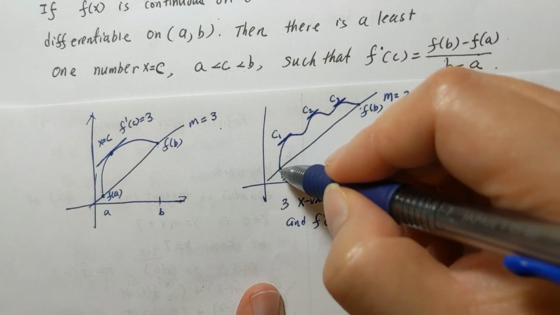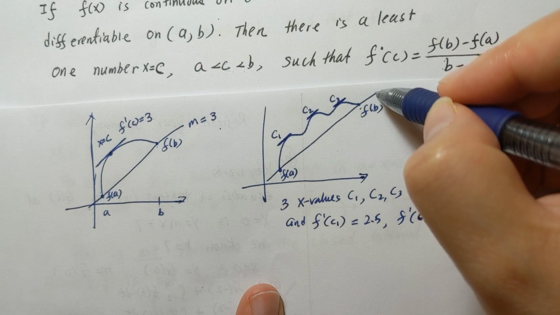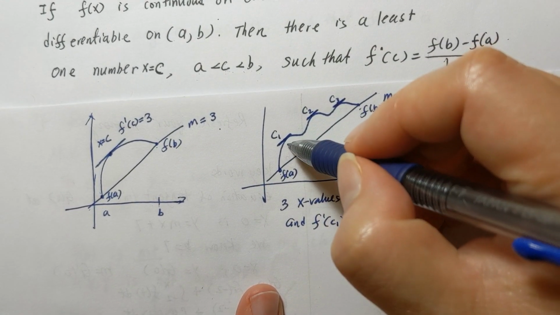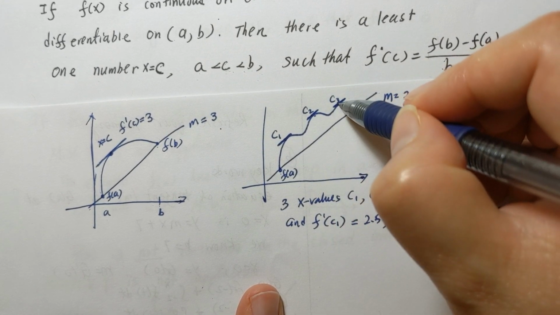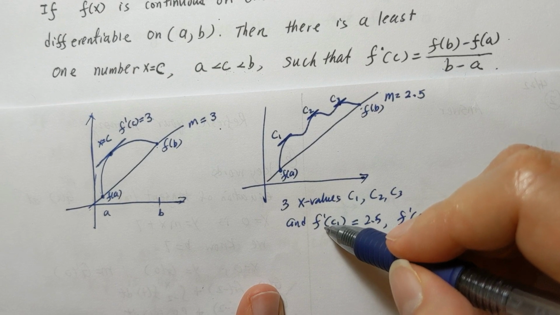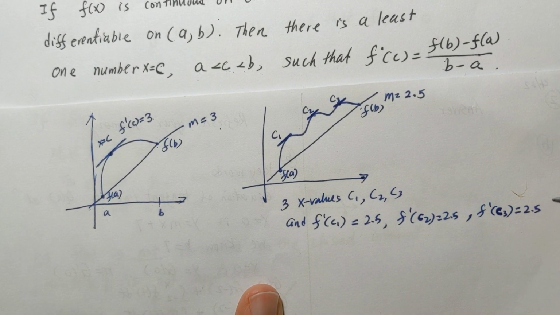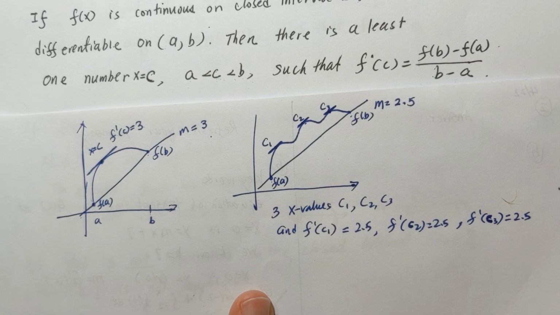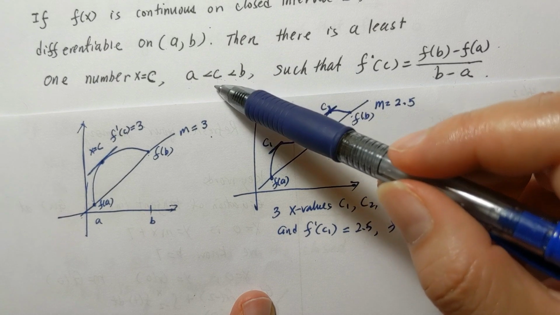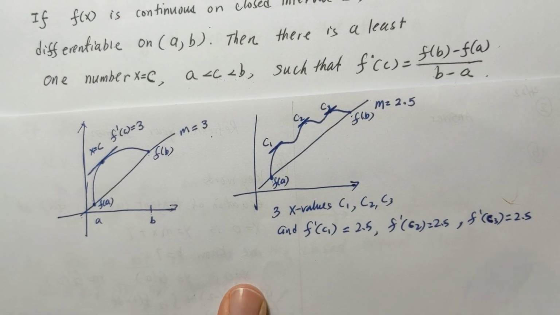Another example, if you have this curve, and the secant passes through f of a and f of b, and the slope equals 2.5, then in this case there will be 3 points: c1, c2, c3, and the slopes f prime of c1, f prime of c2, f prime of c3 all equal 2.5. And c is always between a and b, and never equal to a and never equal to b.